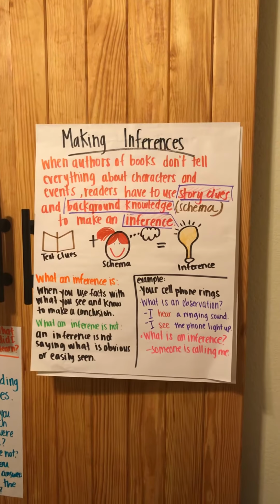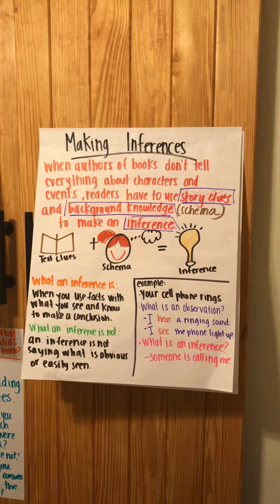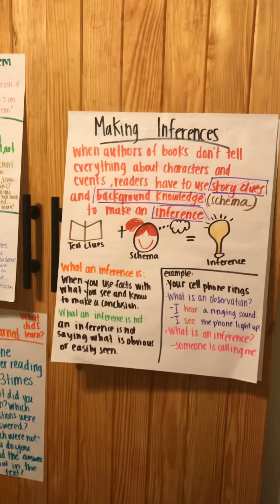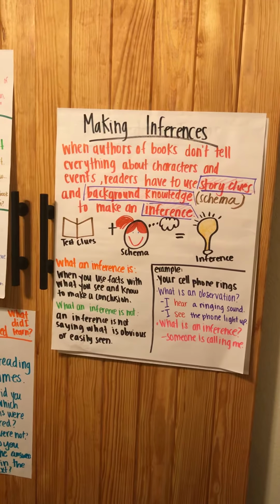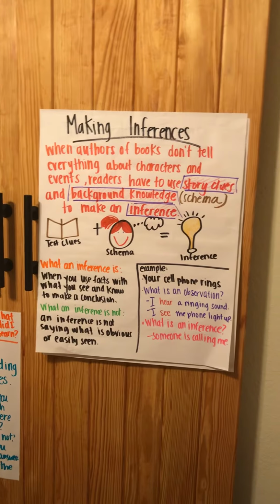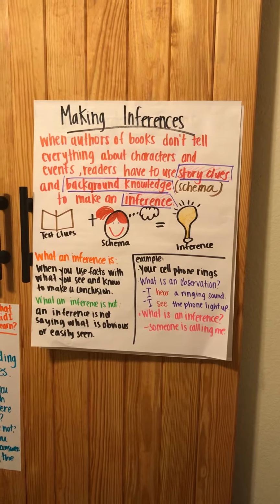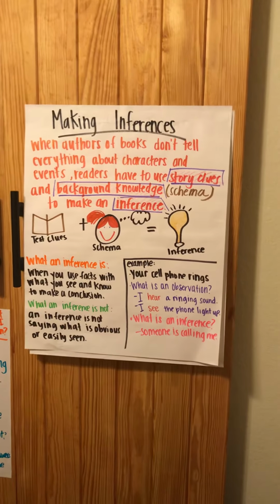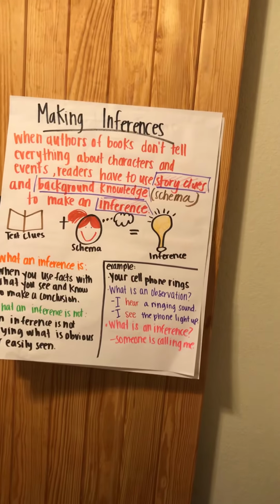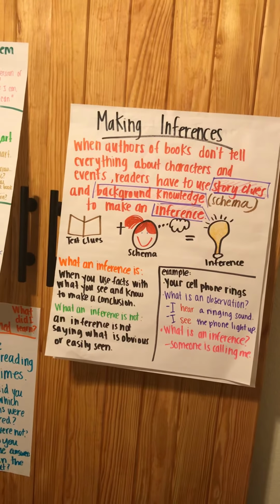When we make inferences, we use story clues and background knowledge. And remember, we just learned that background knowledge is our schema. So we're going to use the text clues plus our schema, and that's going to give us our inference. So what is an inference? An inference is when you use facts with what you see and know to make a conclusion. So you're going to use what you know from the story and what you know from your background knowledge to come up with an idea about a conclusion.